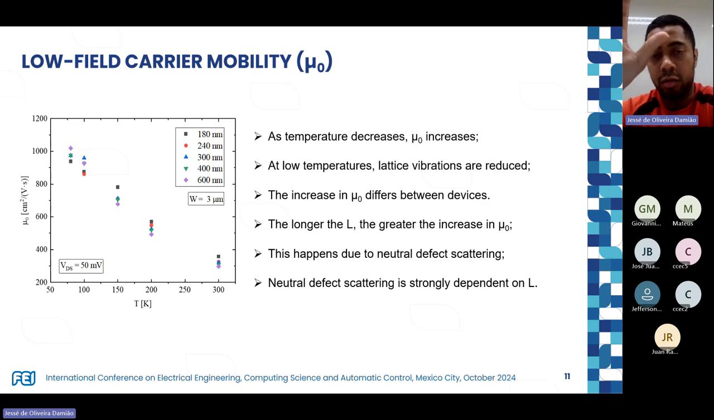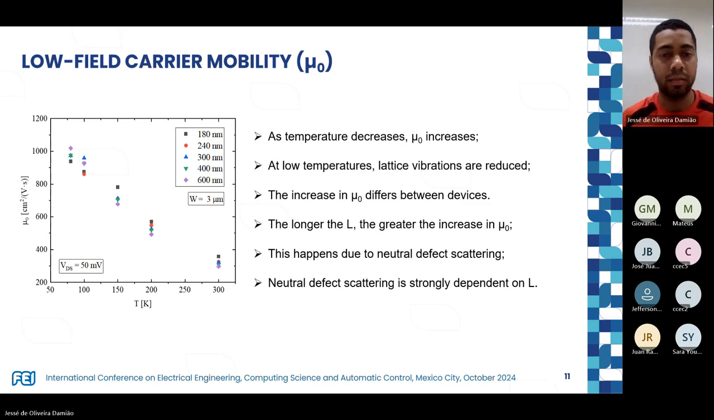It happens because at low temperatures, the lattice vibrations are reduced. And you can observe that the increase in mobility differs between devices. For longer devices, the increase in mobility is better. The longer the channel length, the greater the increase in mobility. This happens due to neutral defect scattering; this type of scattering is strongly dependent on channel length.